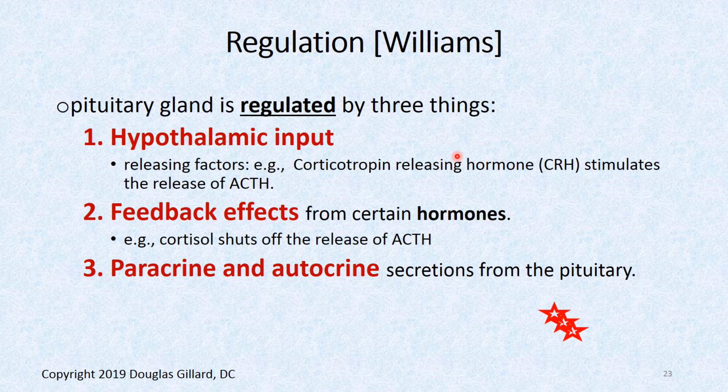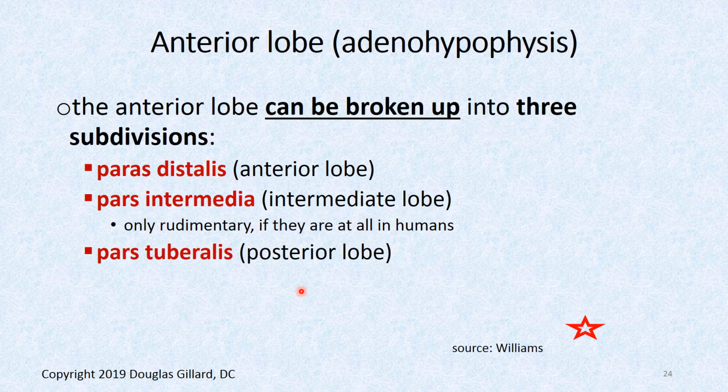Regulation. So the pituitary gland is regulated by three things. It has hypothalamic factors and controls like CRH, corticotropin releasing hormone. It goes down and stimulates corticotroph cells to release POMC, which is immediately converted into ACTH. We'll look at that. We have feedback effects, positive and negative, mostly negative feedback effects. And then we have paracrine and autocrine action that can also regulate the pituitary release of hormones.